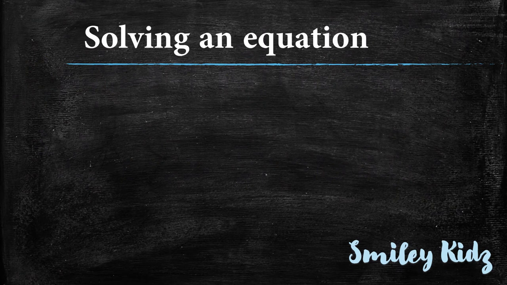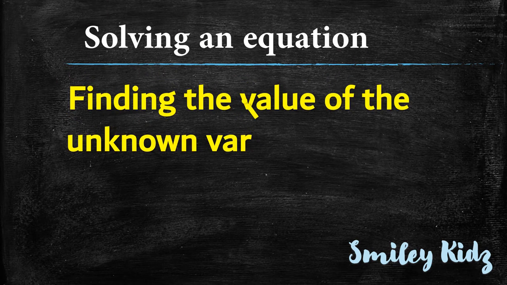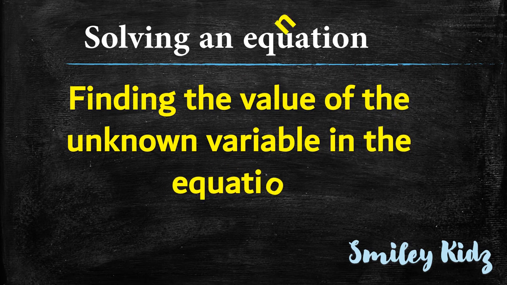Solving an equation. What do I mean by solving an equation? Finding the value of the unknown variable in an equation is called solving the equation. Let's see an example. 2x is equal to 6. Here the unknown variable is x. So when we try to find the value of this unknown variable, this means that we are solving the equation.